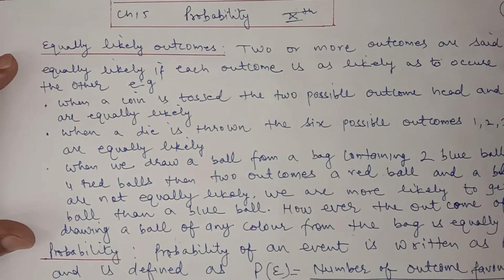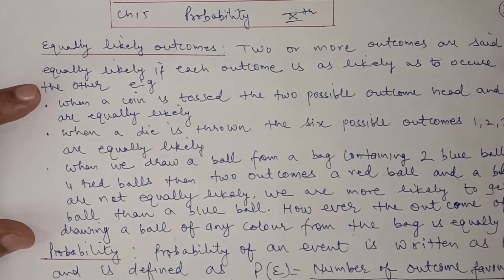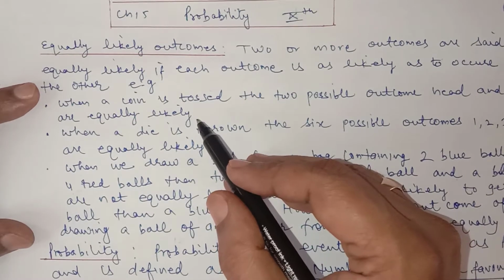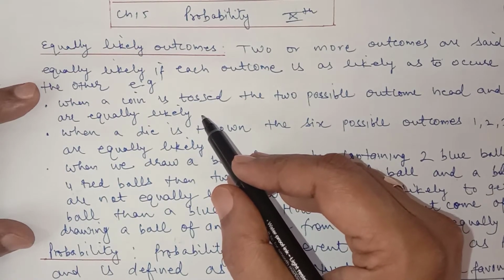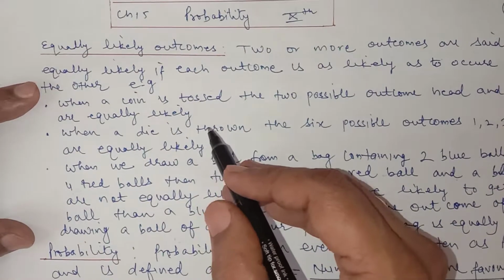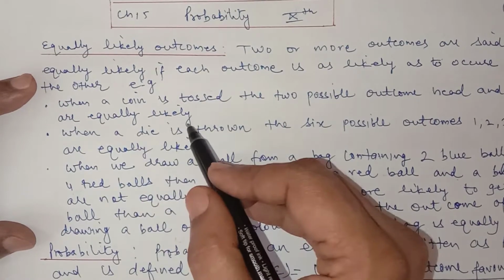Now, what are equally likely outcomes? Two or more outcomes are said to be equally likely if each outcome is as likely to occur as the other. For example, when a coin is tossed, the two possible outcomes, head and tail, are equally likely. A coin has two faces, on one face it has a head and on the other face it has a tail. When we toss it, we'll get either head or tail, and the possibility of getting either of them is equal, so they are called equally likely.